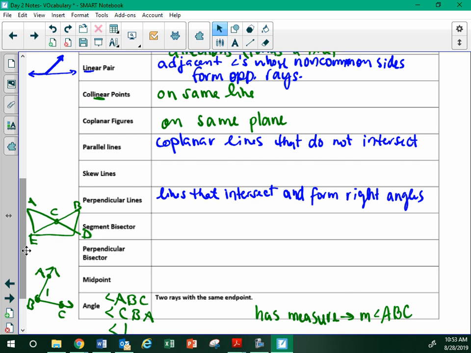Alright. Let's talk about skew lines. Has anyone heard of skew lines before? Awesome. Alright, so skew lines do not intersect. And they are on different planes. So parallel lines do not intersect, but they're on the same plane. Skew lines do not intersect, but they are on different planes. Okay?